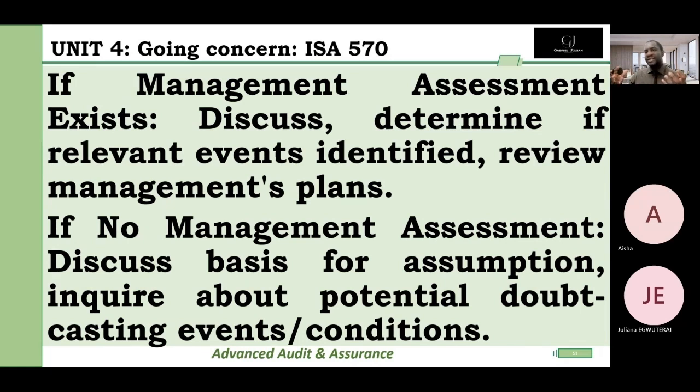So if management's assessment exists, you need to discuss and determine the relevant events identified. So review management's plans if you doubt the going concern status of the company, and if there is no management assessment, discuss the basis for the assumption that the company will continue as a going concern. Inquire about potential doubt-casting events or conditions like the losses I mentioned. Okay, what are you doing about these losses?